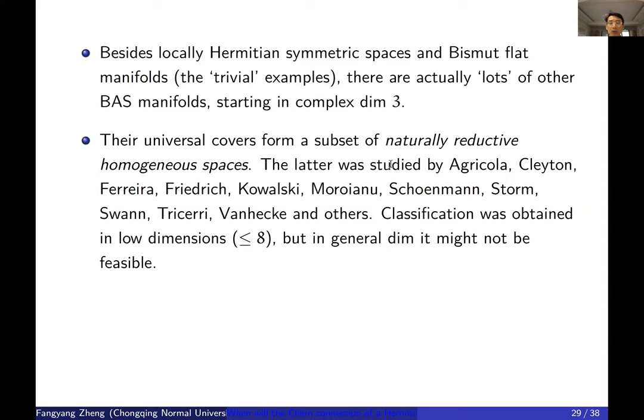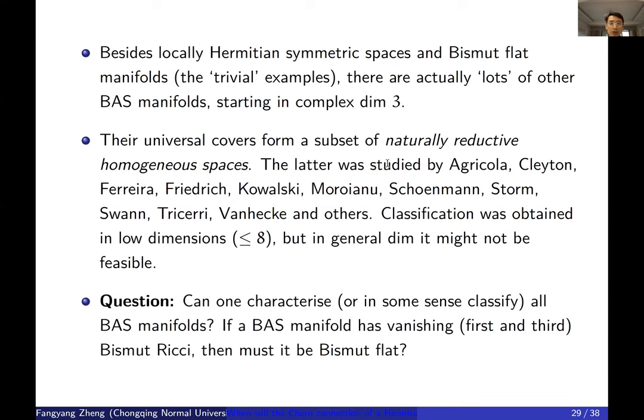But here, what we're interested in is slightly different. First of all, we're only interested in complex ones, Hermitian ones, which is a restriction, and we care more about the complex structure than just the real homogeneous structure. So the question is, for Bass manifolds, which are a small subset of this class, can you have a good geometric characterization, or in some sense classify these Bass manifolds? And also you can ask this AK type question for Bass manifolds, namely if it's Ricci flat, would it be flat? So these are natural questions mimicking the Chern connection case.